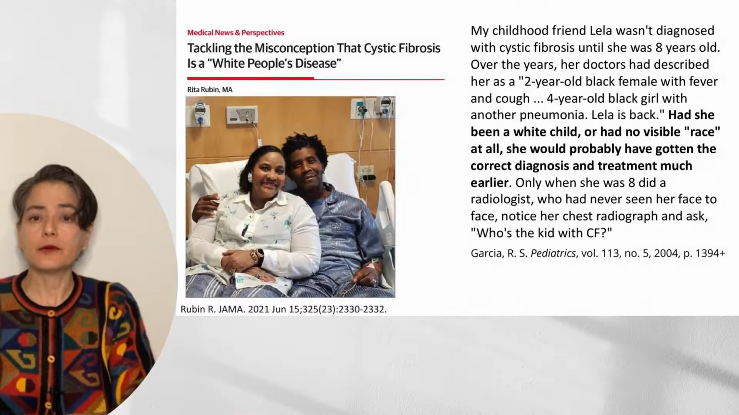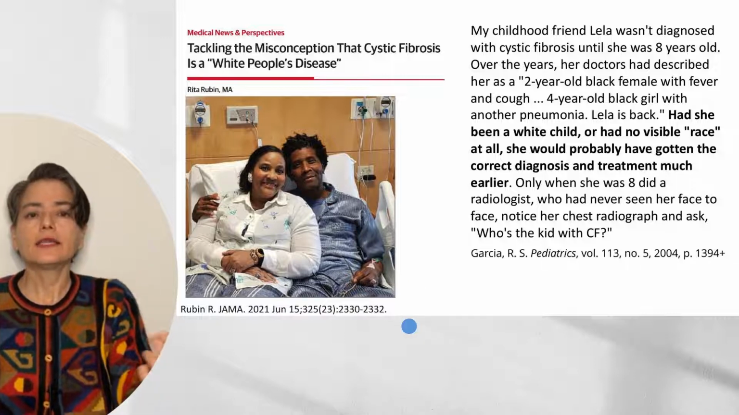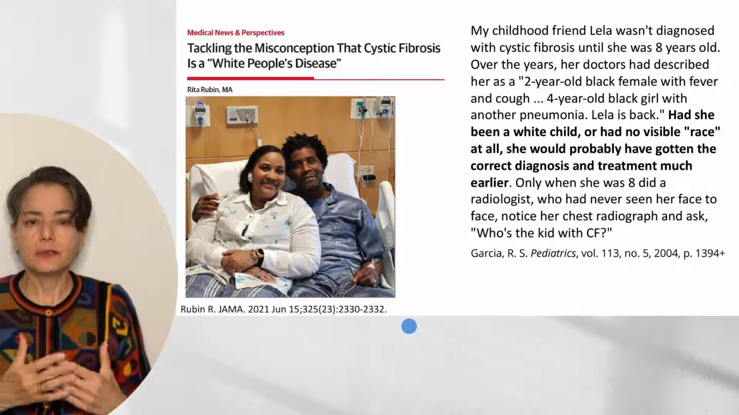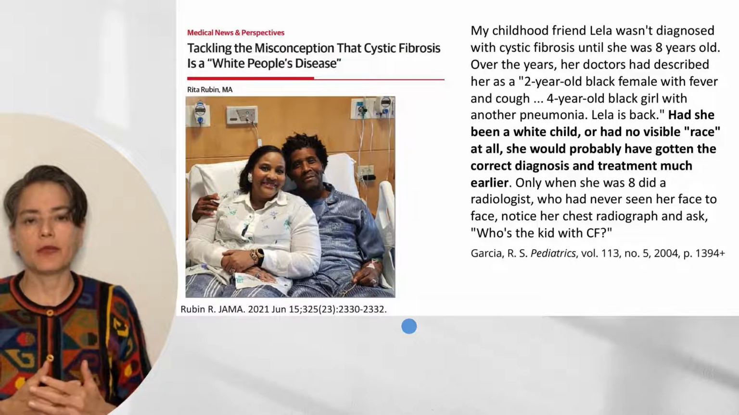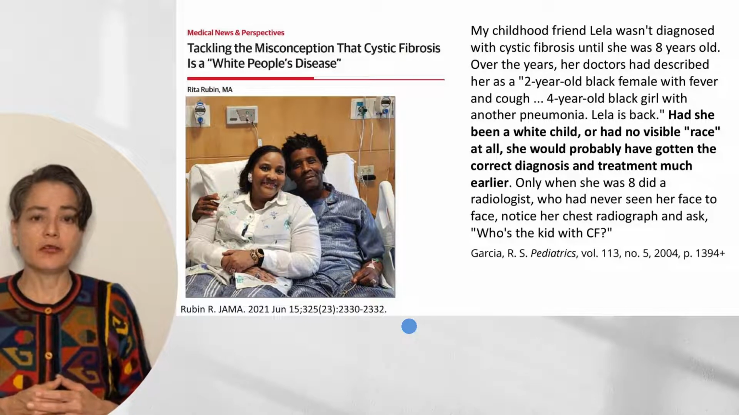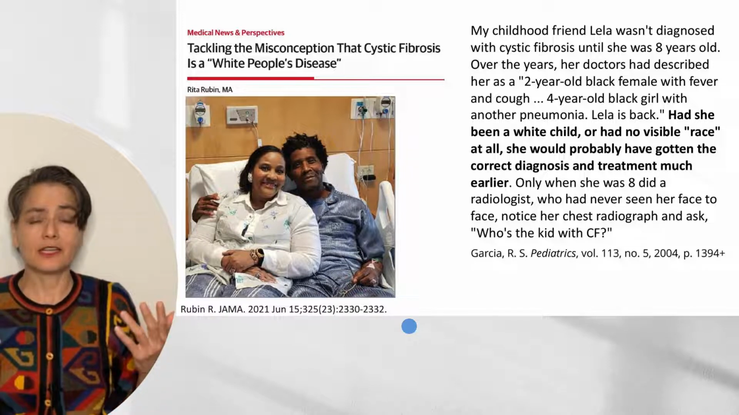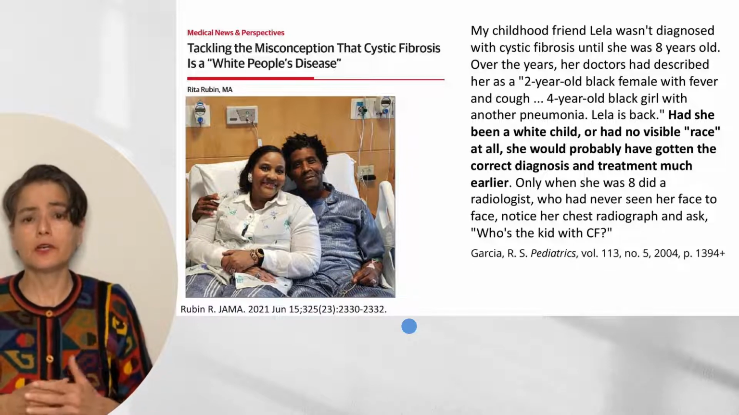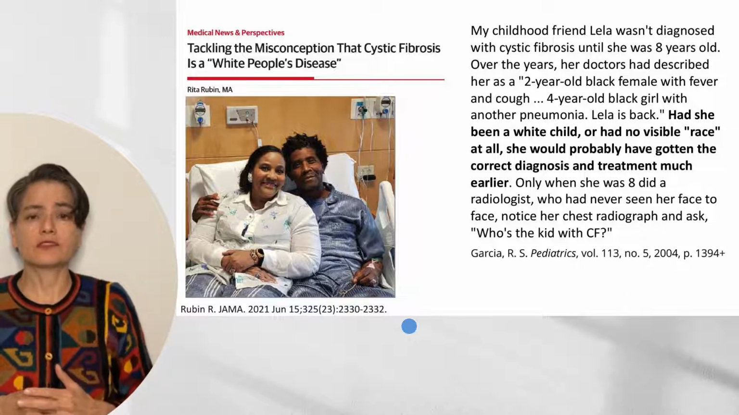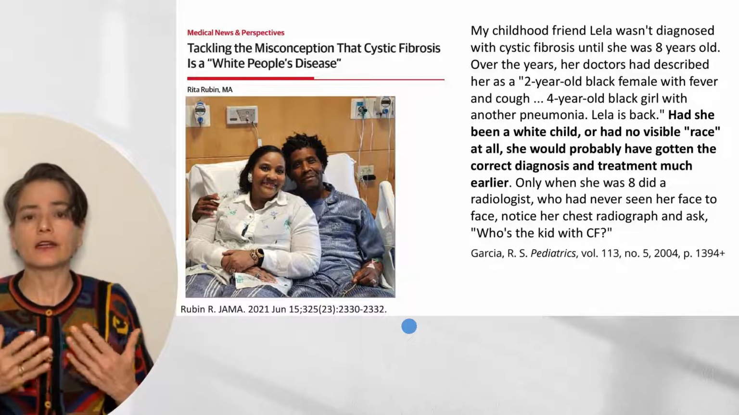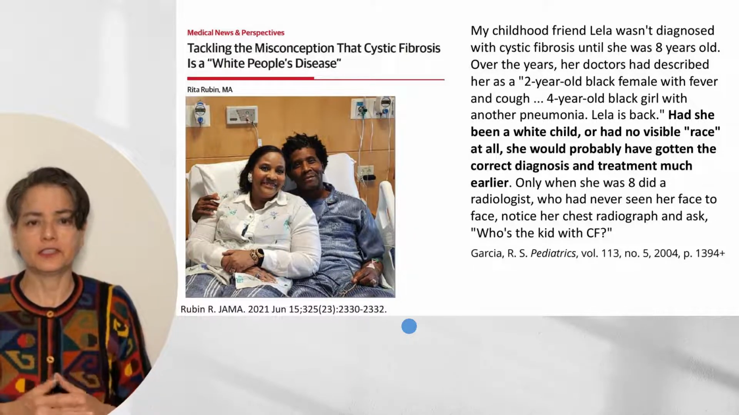So let's look at two examples from the literature of cystic fibrosis. Here we have an article from the Journal of the American Medical Association from 2021, tackling the misconception that cystic fibrosis is a white people's disease. This is because we are missing this diagnosis in other populations. This particular individual shown here on the right is an African American man who was not diagnosed with cystic fibrosis until he was 54 years old. We also know, and you can see more of this on my video on cystic fibrosis, that the newborn screening tests are not as accurate in examining non-European alleles for cystic fibrosis.